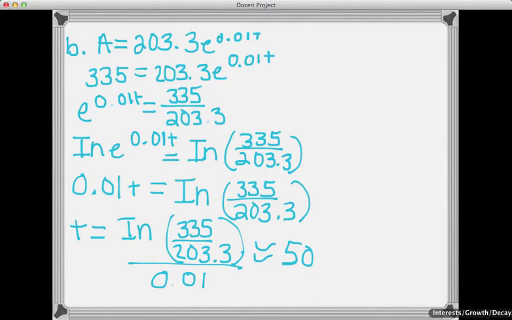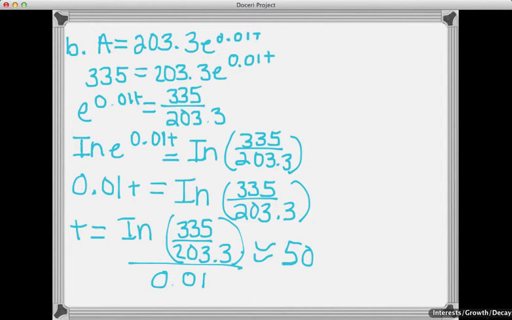Okay, to find the answer to question B, you're going to use the 1% growth rate that you found in question A. This is the model from part A. Substitute 335 for A. Divide both sides by 203.3. We also reverse the sides. Take the natural logarithm on both sides. Simplify the left using ln(e^x) = x. Divide both sides by 0.01 and solve for t. Then use your calculator. So you're going to get approximately 50.